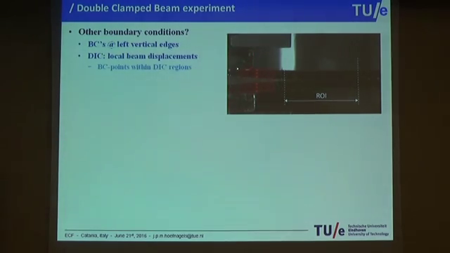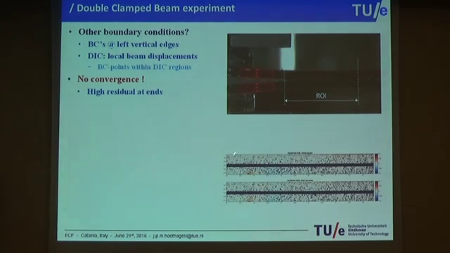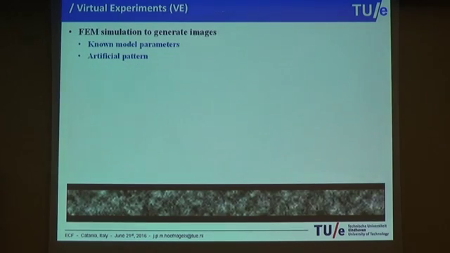So the next thing we did, we had a local region here, and we extracted these 3 points on the virtual line, and then we applied that, and still no convergence. And again, still there were some errors here, even in this region. So we were thinking, okay, what's going on? Let's go to virtual experiments.